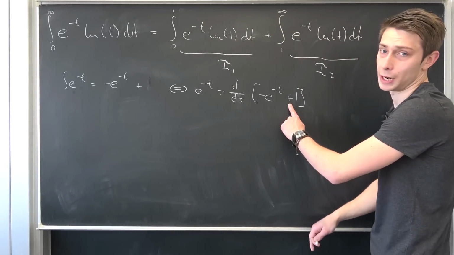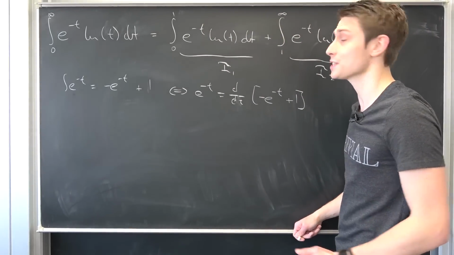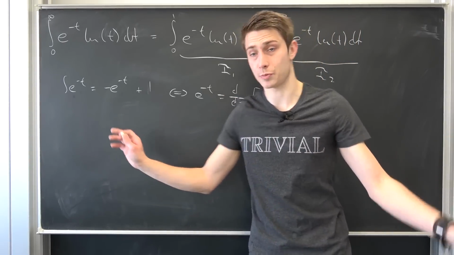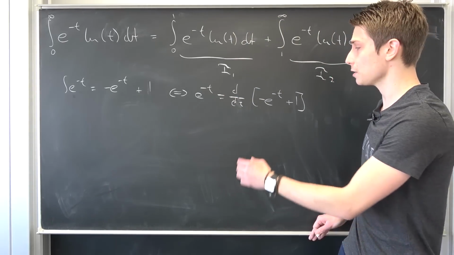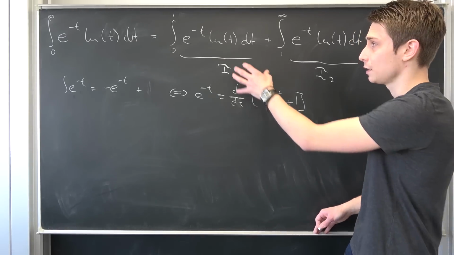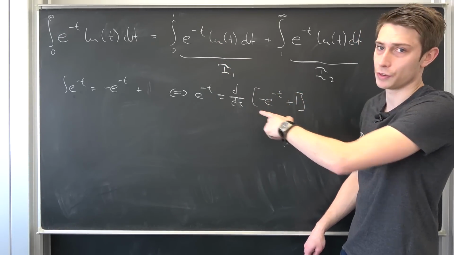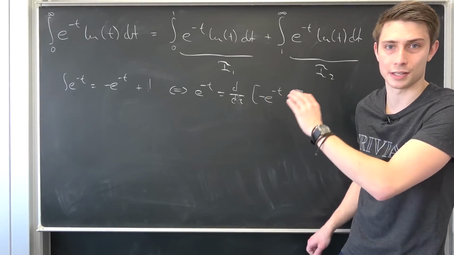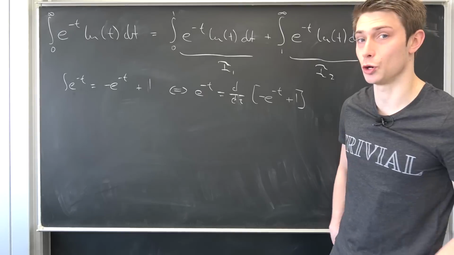And this plus 1 right here is going to save us, because with this plus 1 we can actually get rid of all the convergence problems that we would otherwise get if we would just partially integrate this thing and just end up with negative e to the negative t. Try it out without this plus 1 and you are going to have a really hard time.